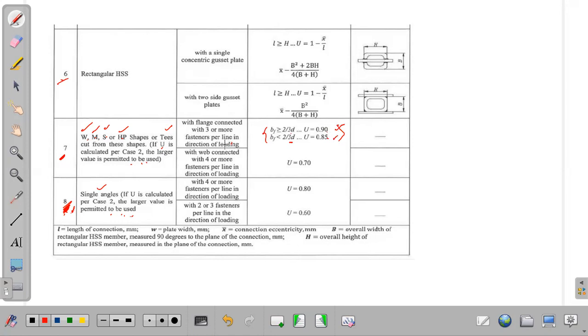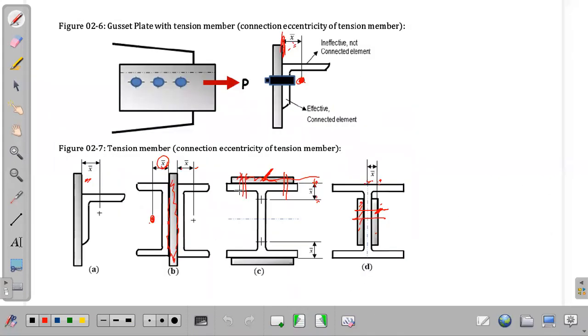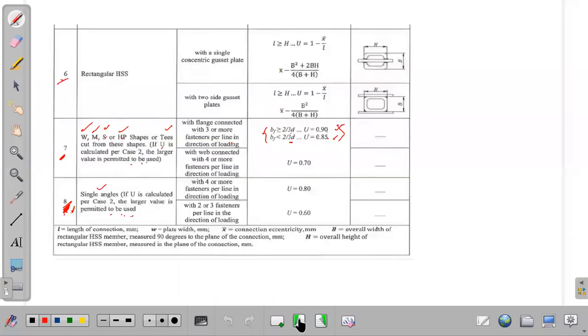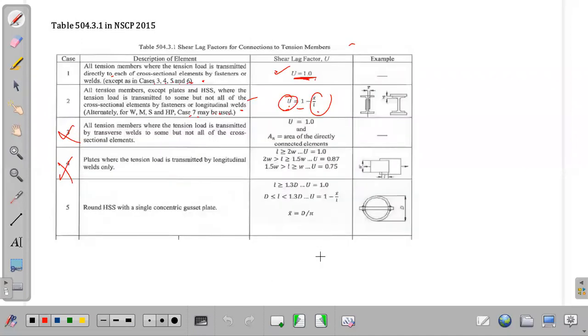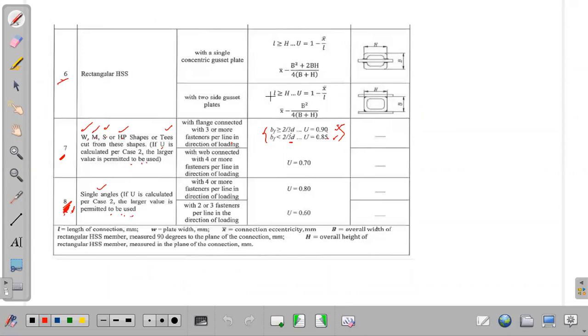Pagka ang connection dito is sa flange. So, dito, ito yung example natin sa flange. Diba? Ito yung connection natin. So pagka ganyan yung connection natin, andito yung line. Pagka ilan daw yun? 3 or more fasteners per line. So pagka 3 or more fasteners per line na pagka ganyan, in the direction of the flange, ito yung gagamitin. Either 0.9 yung U or 0.85, depending sa pag-solve nyo din ng 2/3 ng D.